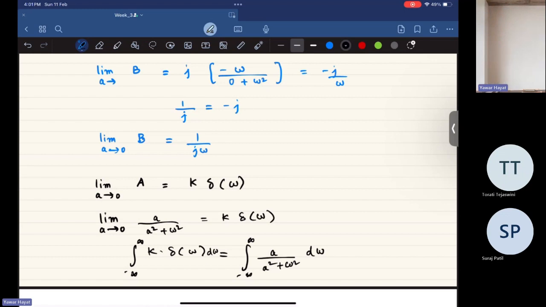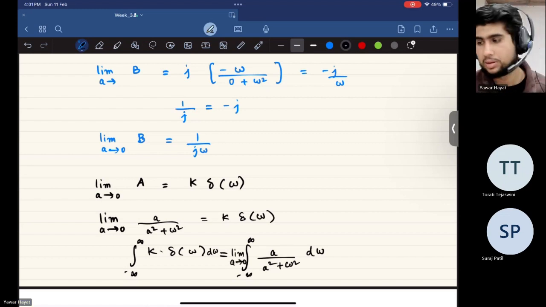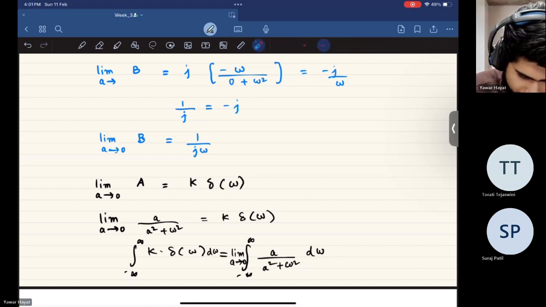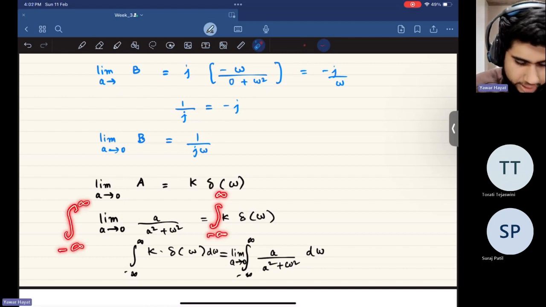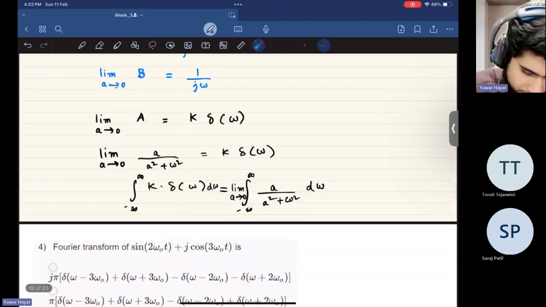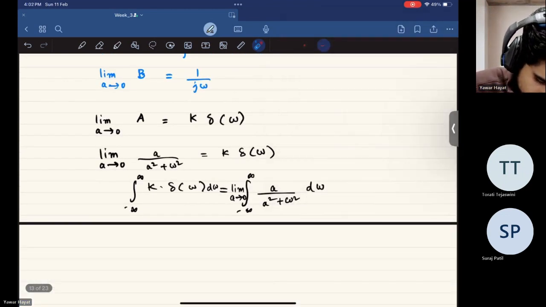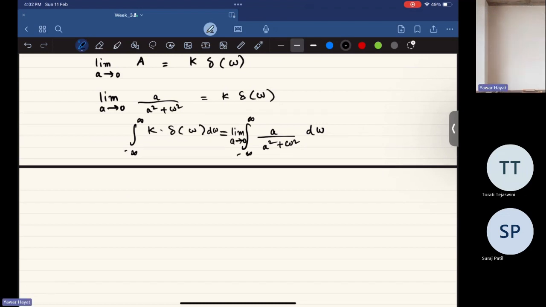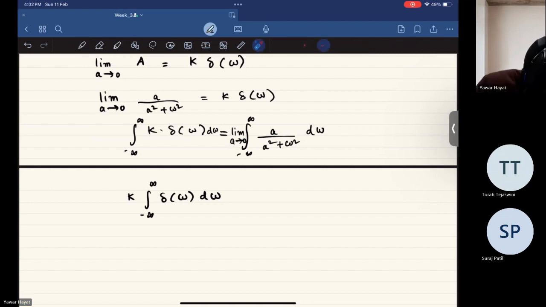right? And in fact, we missed out one this, right? This is precisely what I did. It integrated both sides from minus infinity to infinity. And this would be k. What is the integral from minus infinity to infinity of delta of omega d omega? What is this?